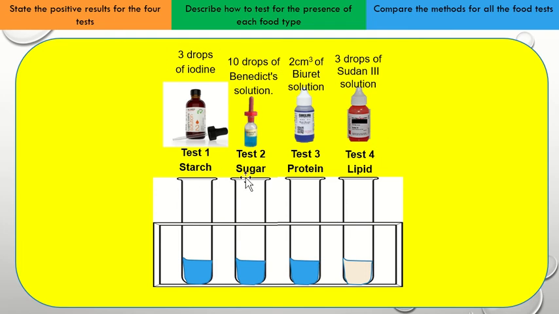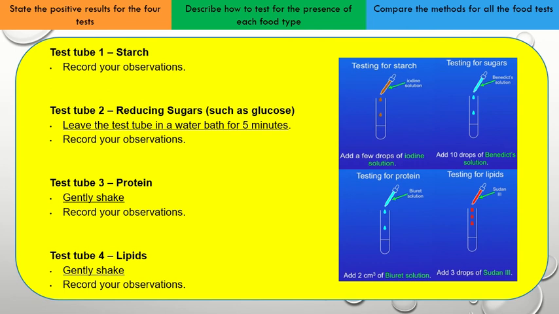We will then put a certain amount of those different solutions into the test tubes, and then if they are present, a certain change would occur that we could see and mark down in our practical. So what would we do for each of these tests?